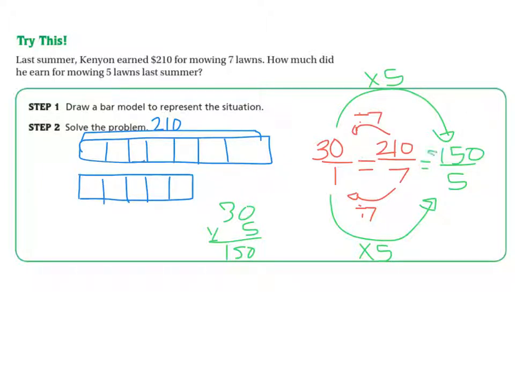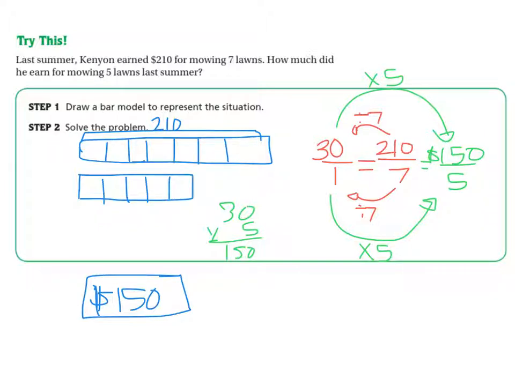Oh, I made a good estimate. I said it'd be more than 105. So for 5 lawns, Kenyon would have made $150 last summer. Looks like he charged more this summer because he went up to $35 per lawn. So last year he was only charging $30 per lawn.